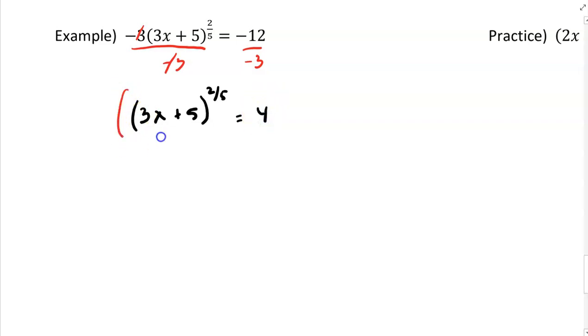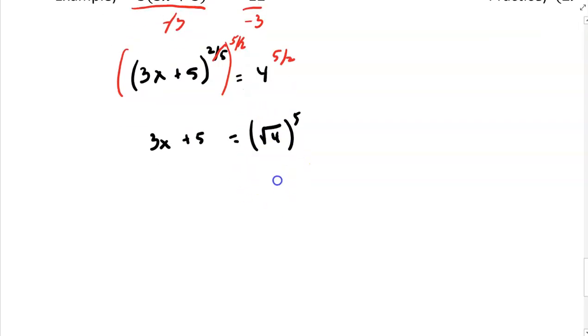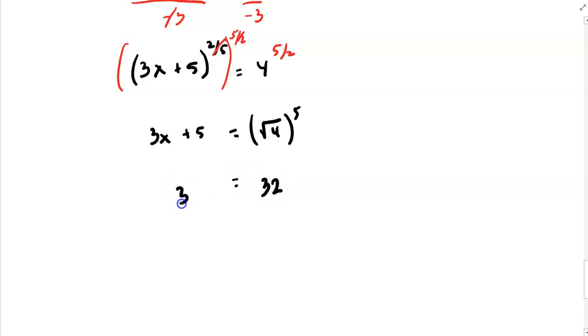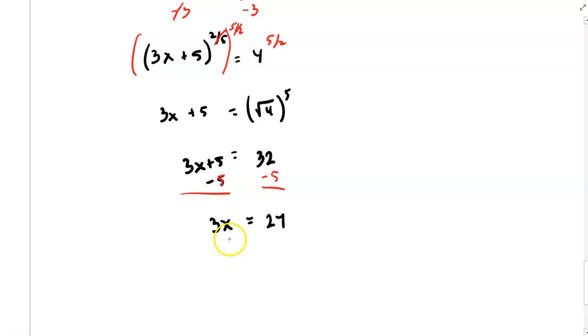We'll go ahead and undo the powers by raising both sides to the power of 5/2. So those exponents will cancel, and we get 3x plus 5 is equal to the square root of 4 raised to the power of 5. So that's 2 to the 5th, which is 32. And now we have 3x plus 5 equals 32, which is a good old two-step equation. So we'll take away 5 on both sides, and you get 3x is equal to 27. And then we'll divide by 3 on both sides, and we get x is equal to 9.